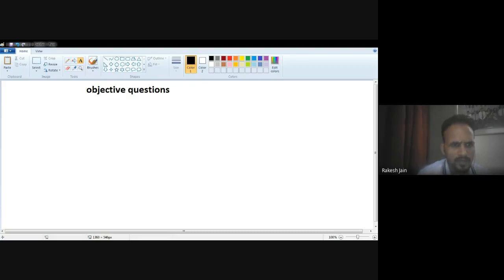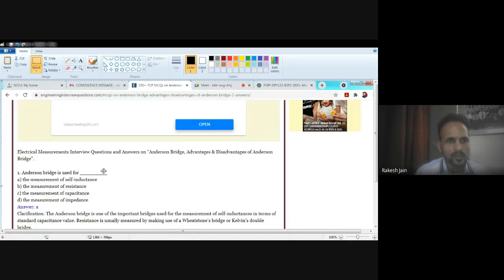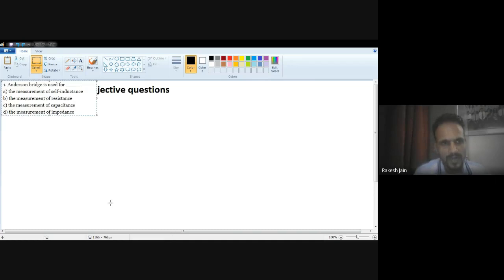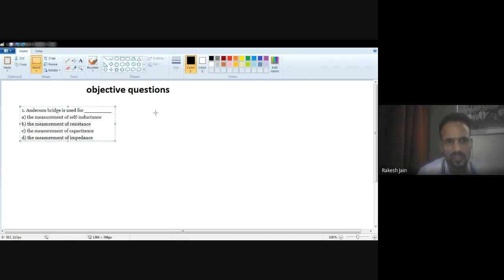So for Anderson bridge, there are some questions which I just came across, like from Google I am showing you. Let's suppose this is a question. Anderson bridge is used to measure, for which thing do we use Anderson bridge? Definitely to measure the self-inductance of a coil. So that's why answer A is my correct answer. Self-inductance of a coil can be measured by the Anderson bridge.